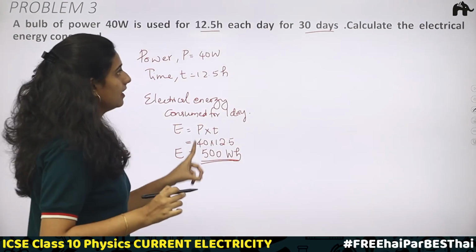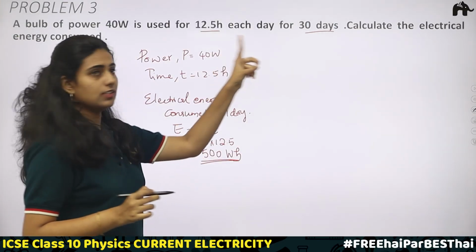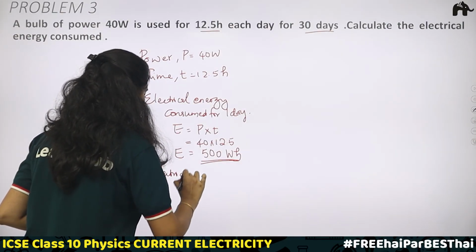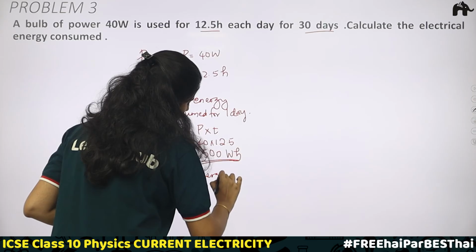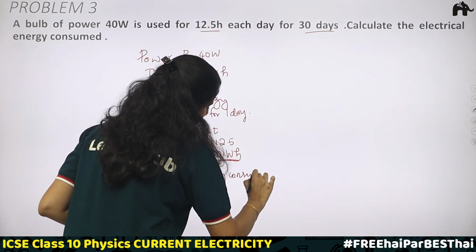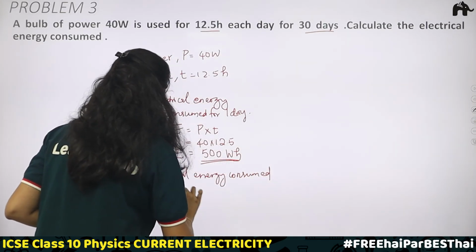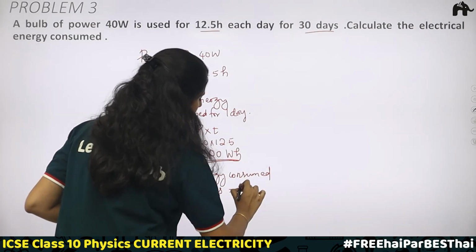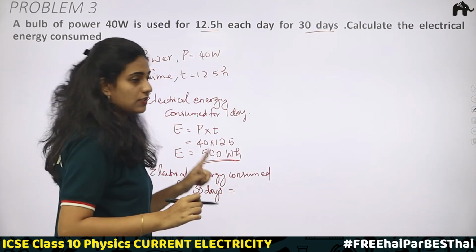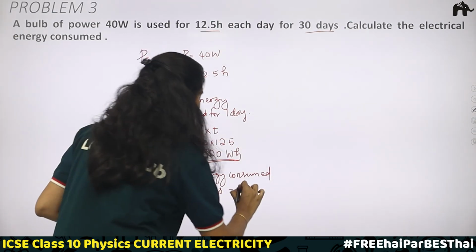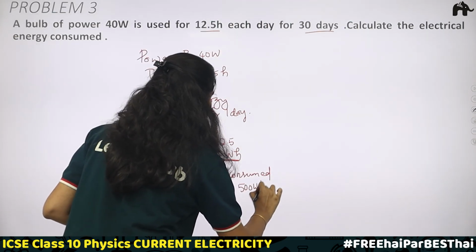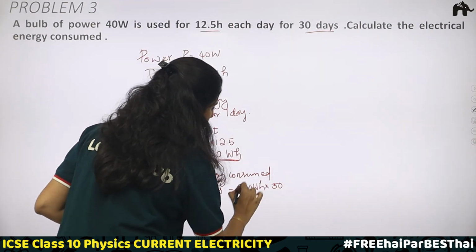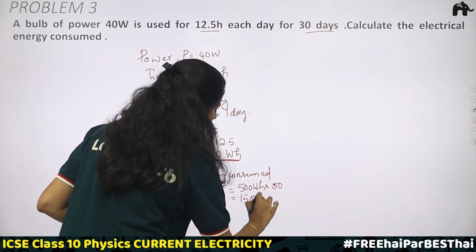Now, this electrical energy is being used for 30 days. Therefore, electrical energy consumed for 30 days will be equal to the value which we have got from power and time, 500 watt hours into 30. 3 into 5, 15, then 3 zeros.